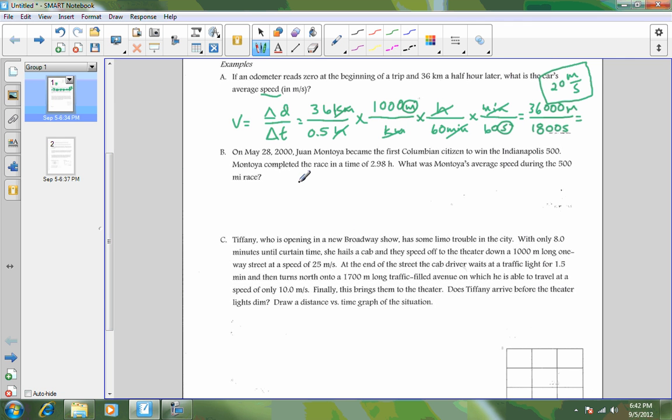Example B. On May 28, 2000, Juan Montoya became the first Colombian citizen to win the Indianapolis 500. Montoya completed the race in a time of 2.98 hours. What was Montoya's average speed during the 500-mile race? Again, we're looking for speed. We can use the velocity formula. Velocity is given by change in distance over change in time.